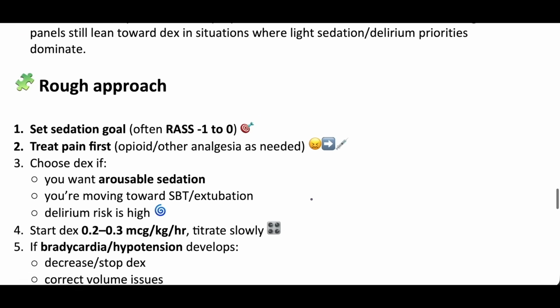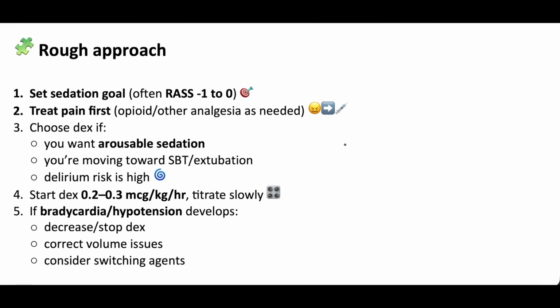Okay, rough approach from an educational standpoint. Decide your sedation goal. If it's a RASS of 0 to -1, treat pain first. We have an analgesia-first strategy. You don't want to try to sedate the pain out of someone. If you treat pain first and you have not met your RASS of 0 to -1, consider using dexmedetomidine if you're able to. If they're not bradycardic, they don't have AV nodal blocking issues, maybe their hemodynamics will tolerate it well.